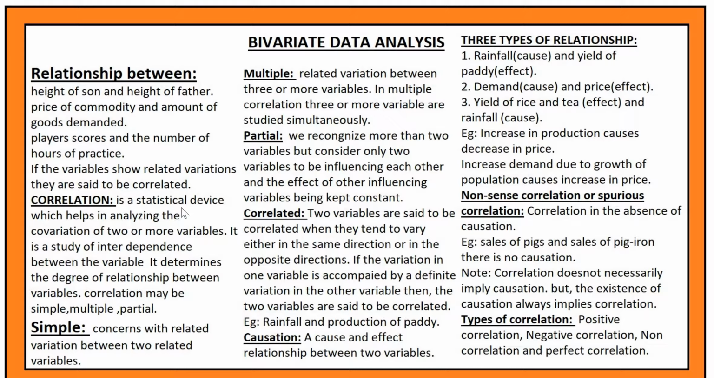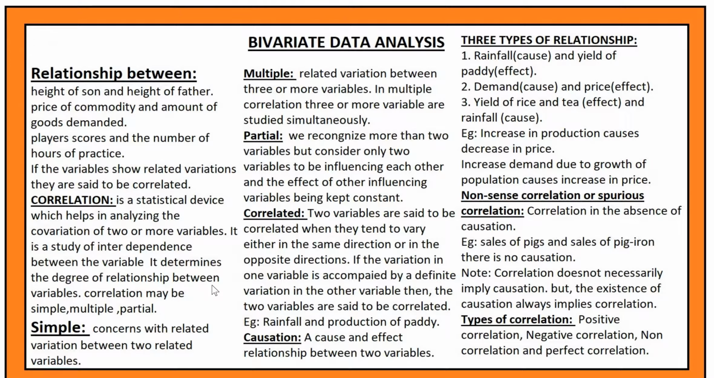So correlation is a statistical device which helps in analyzing the covariation of two or more variables. It is a study of interdependence between the variables. It determines the degree of relation between the variables. Correlation may be simple correlation, multiple correlation, or partial correlation.